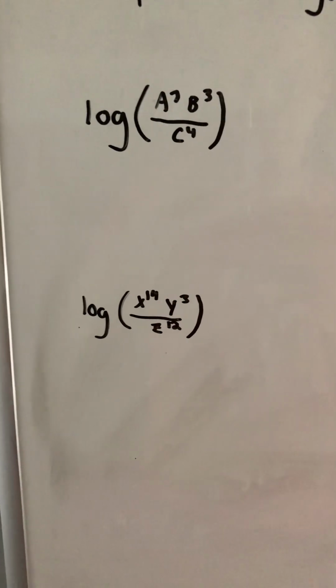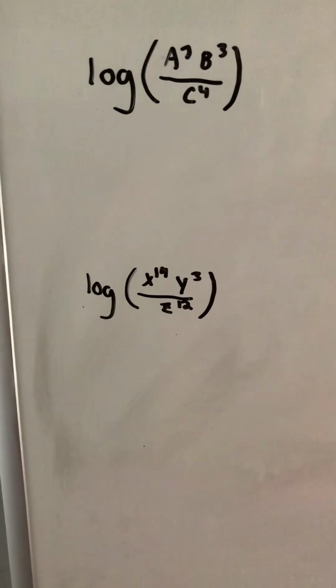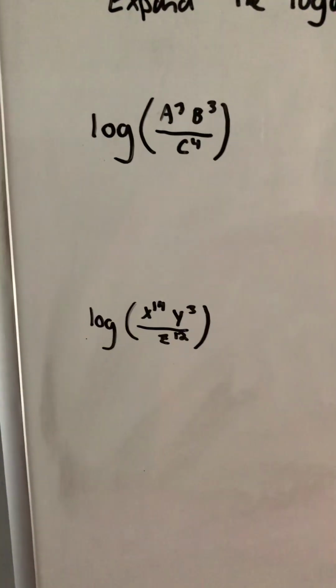Alright, so in the last couple of examples I showed you how to condense them into a single log. So when they're in this condensed form, what we're going to do here is expand it. That means we're going to have to write 3 terms of logs.